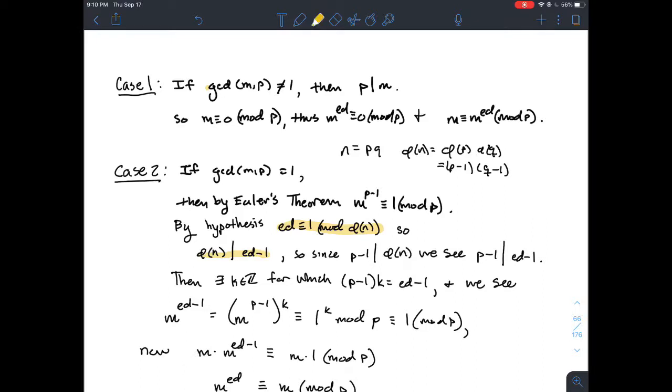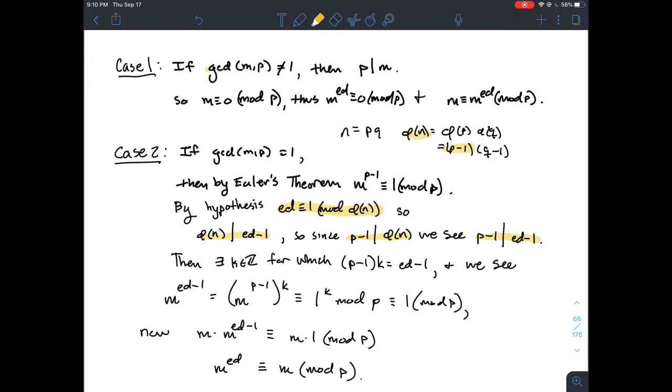So in particular, if phi of n divides ed minus 1, then so should each of these factors. In particular, p minus 1 divides phi of n, therefore p minus 1 divides whatever phi of n divides. So p minus 1 has to divide ed minus 1 also.